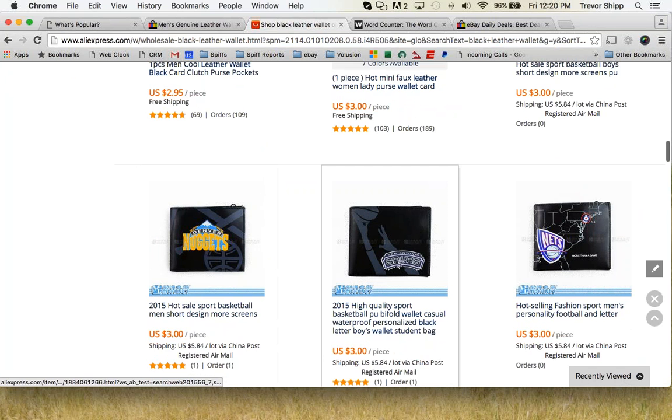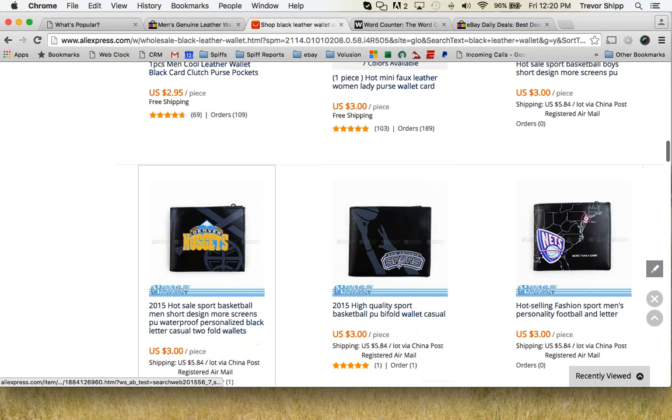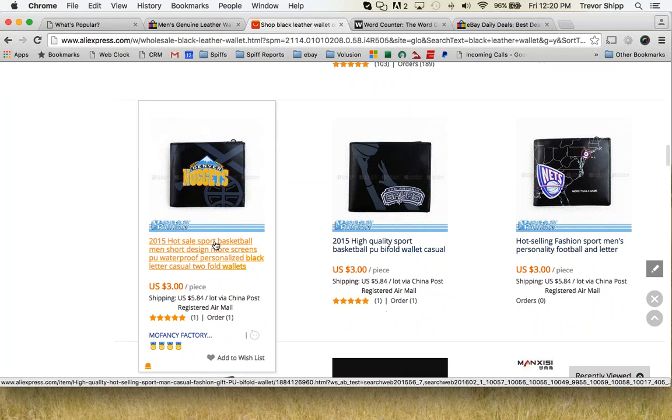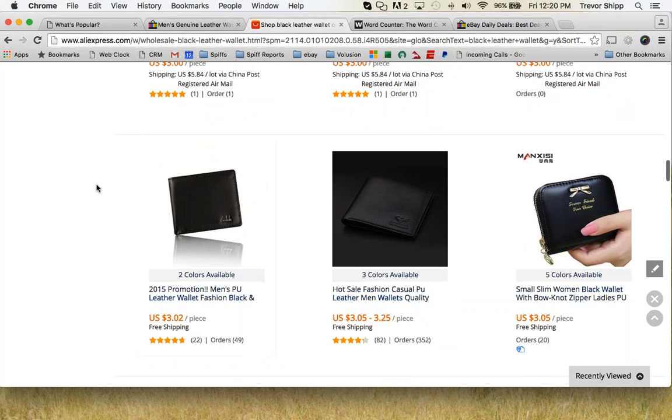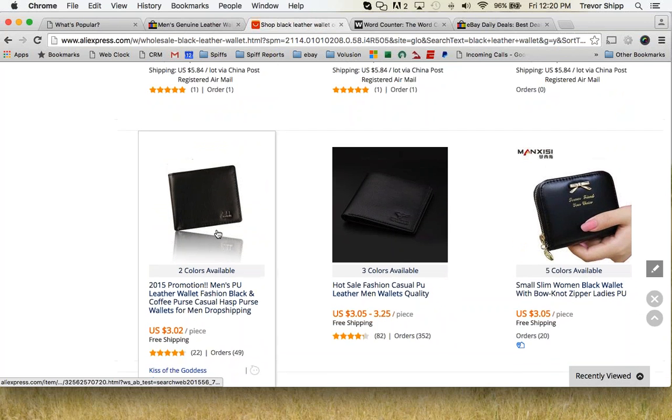There's some branded wallets here, which would be cool to sell. Why can't I sell those wallets, guys? Why would it be a bad idea to buy a Denver Nuggets wallet or a San Antonio Spurs wallet or a New Jersey Nets or a Brooklyn Nets wallet? Licensing, good. Cindy, you're all over that. Licensing is the issue. We're not licensed to buy this kind of stuff. Just because it's offered to us out of China doesn't mean we should buy it. So we really need to be looking for more of a generic black wallet.